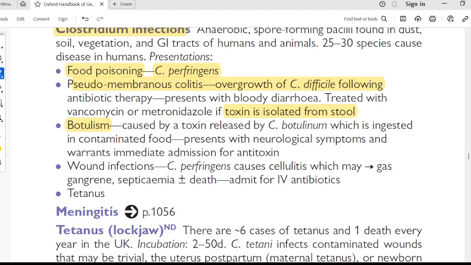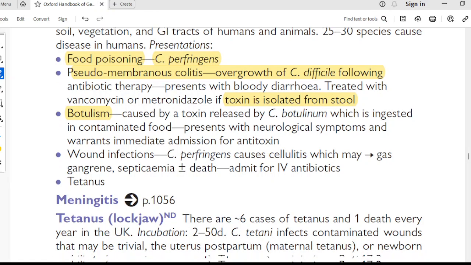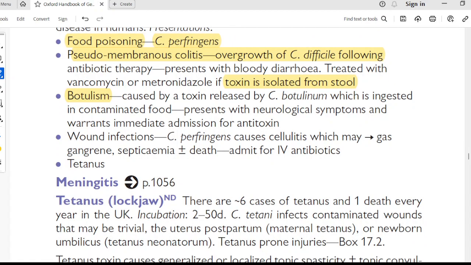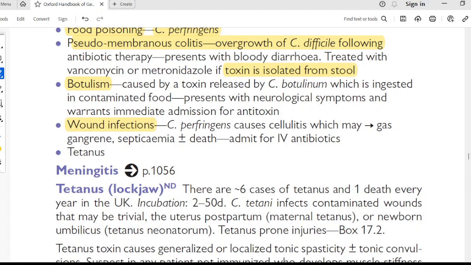Botulism is caused by toxin released by C. botulinum, which is ingested in contaminated food, presents with neurological symptoms and warrants immediate admission for antitoxin. Wound infection: C. perfringens causes cellulitis, which may cause gas gangrene, septicemia, plus or minus death. Admit for IV antibiotics. Tetanus.